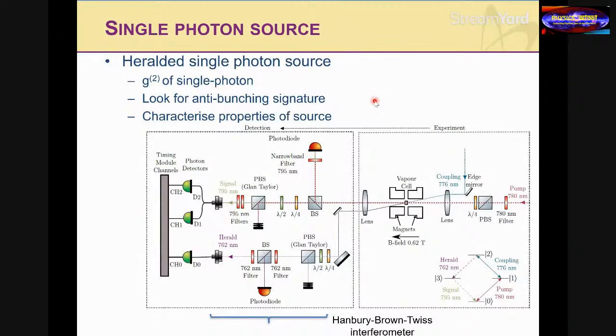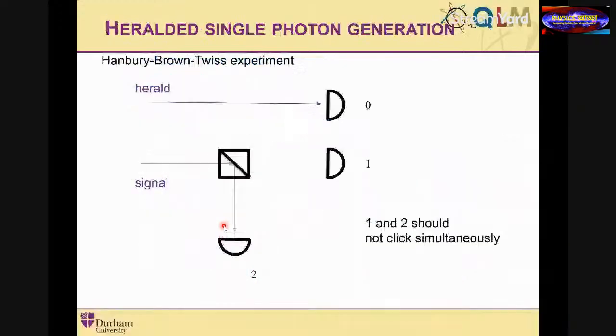Okay, so there's a test you can do if you think you have single photons. So this is the apparatus again, and now I've added on to the end. So in quantum optics, there's something known as the Hanbury Brown-Twiss interferometer. So let me tell you very quickly about that. It's a very simple concept. You have three detectors. So you send your herald onto detector 0. When that goes click, you look at what happens on detector 1 and detector 2.